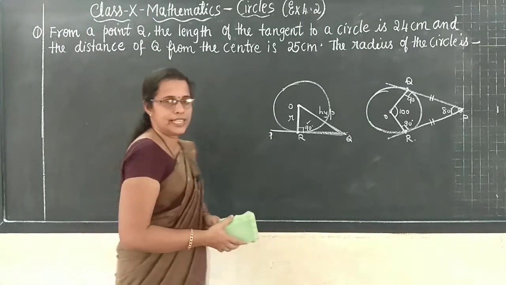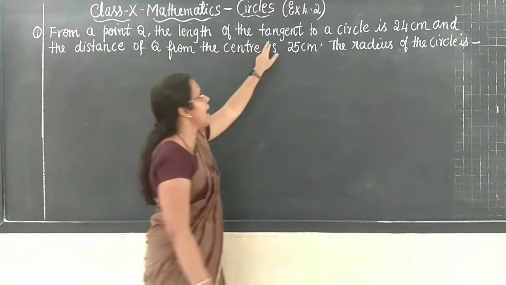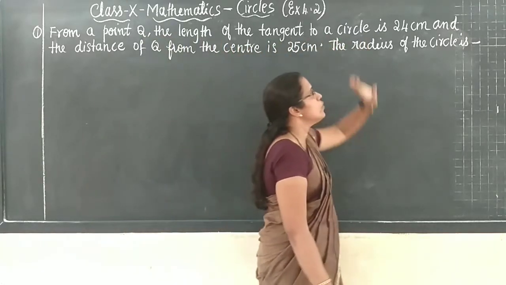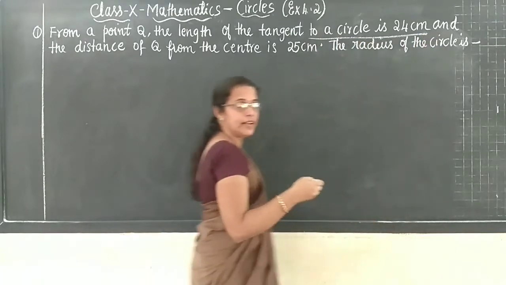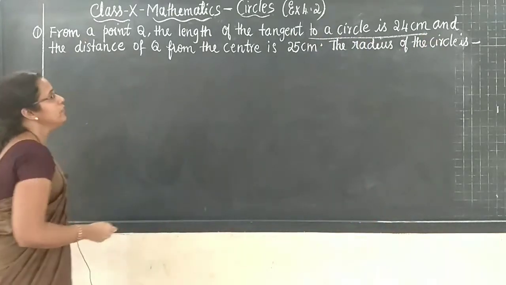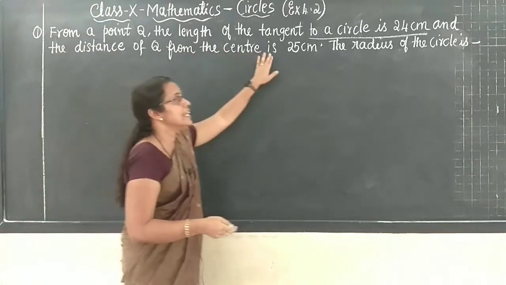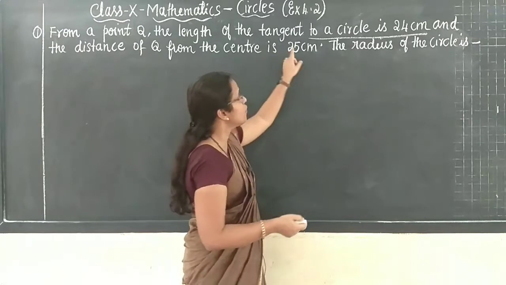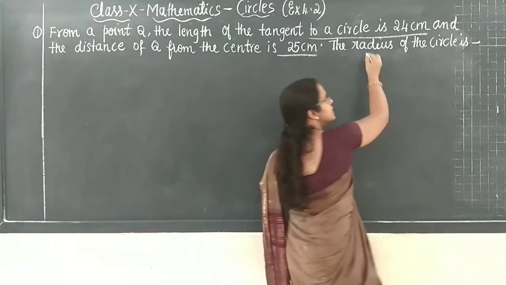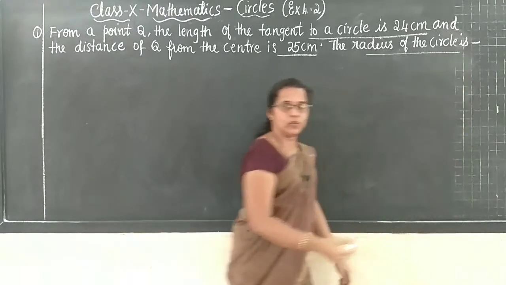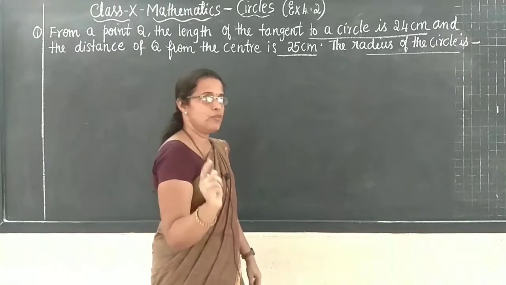Is it okay? Let us see it now children. From a point Q, the length of the tangent to a circle is 24 centimeter, and the distance of Q from the center is 25 centimeter. Find the radius. Radius you have to find out. So that means we already learned the first theorem. Using that theorem we have to do this.